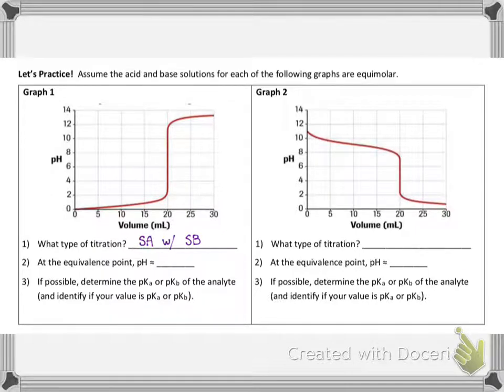Could you tell that it was a strong acid with a strong base? There was no dip at the beginning. It was flat, but it was acidic, so we had to start with an acid. And then, of course, got basic at the end. And if you look at the pH at the equivalence point, it's a glorious 7. Of course, if you've got a strong acid and a strong base, you can't determine pKa or pKb. There isn't a Ka or Kb value. They're strong. They're just big numbers. So I just say this is N/A, not a thing you can do.